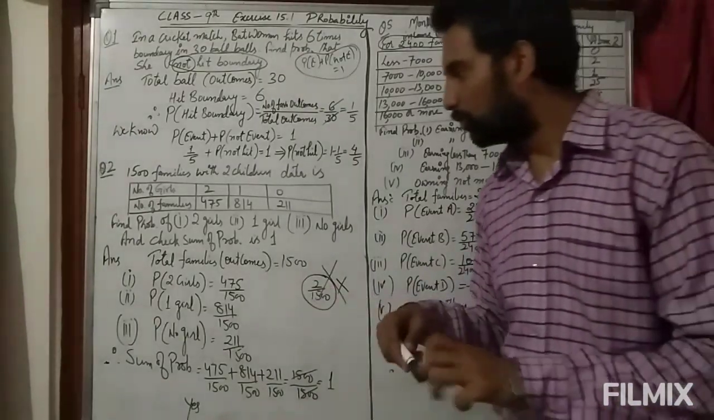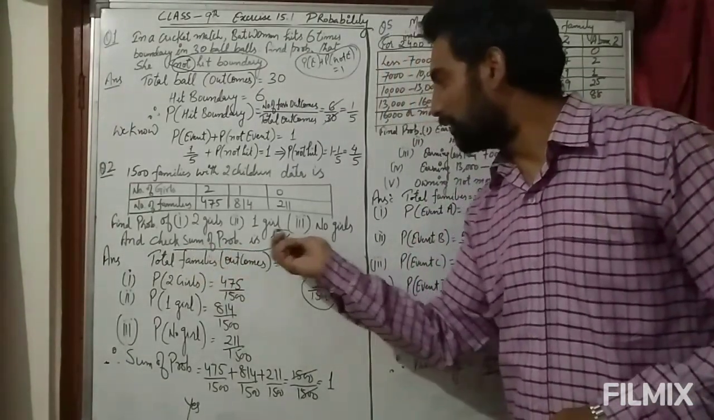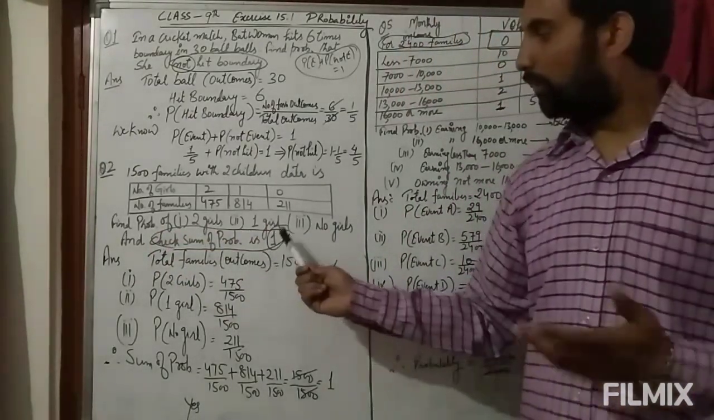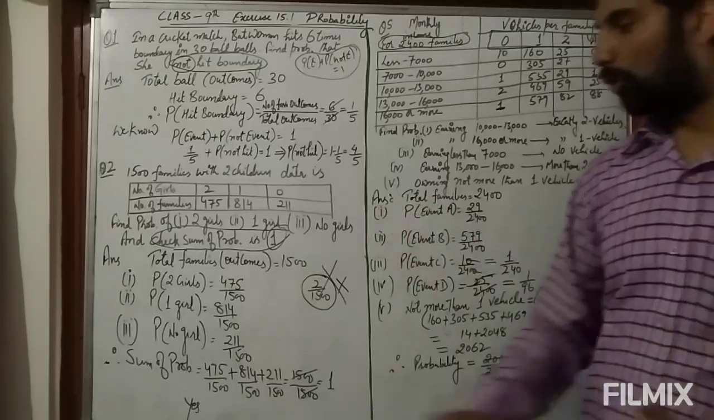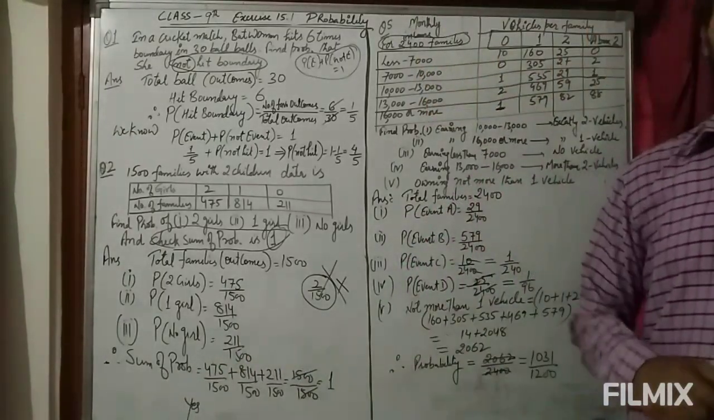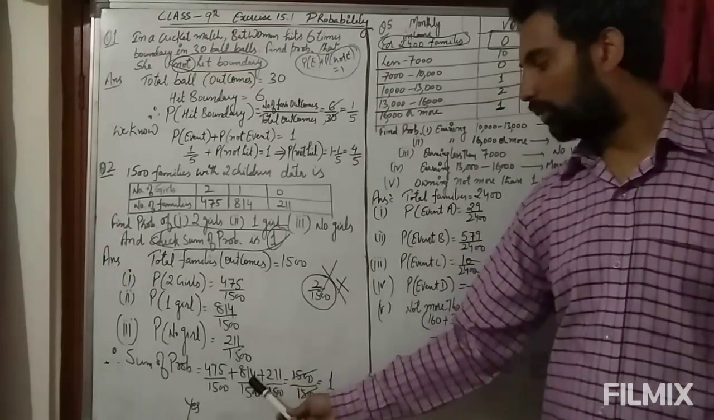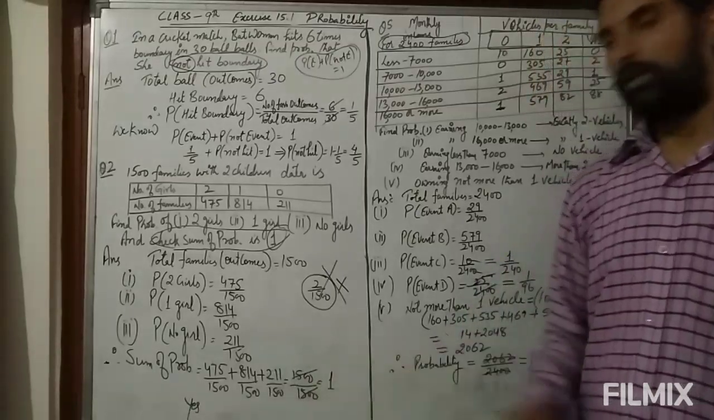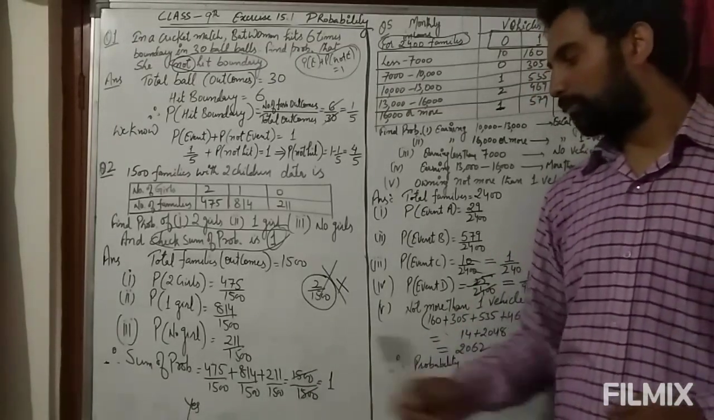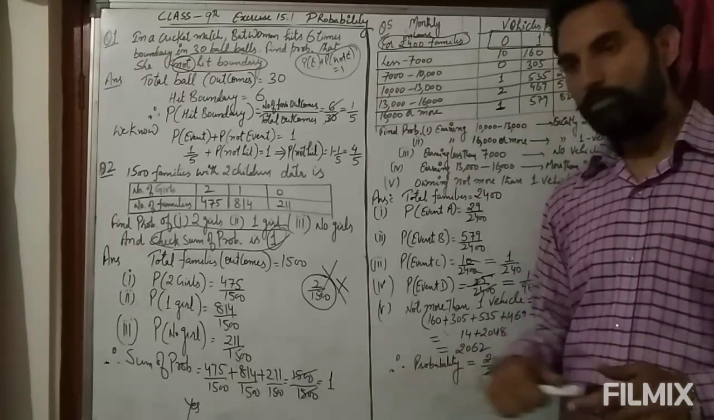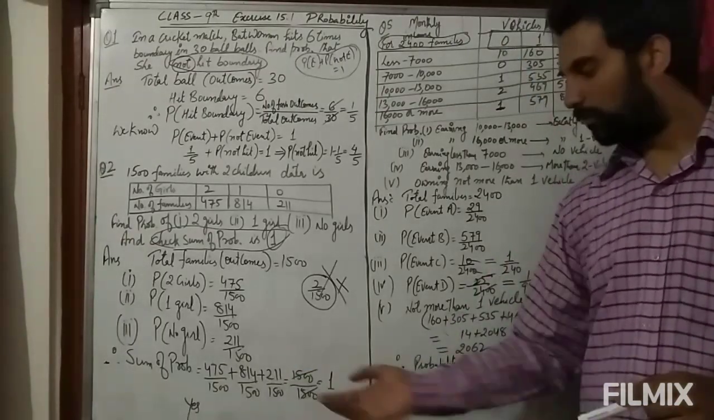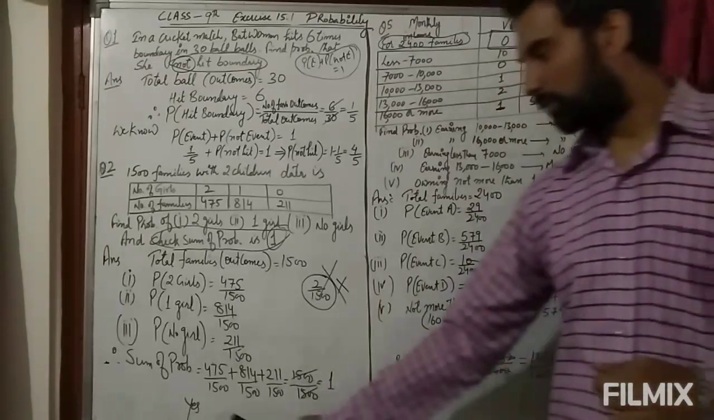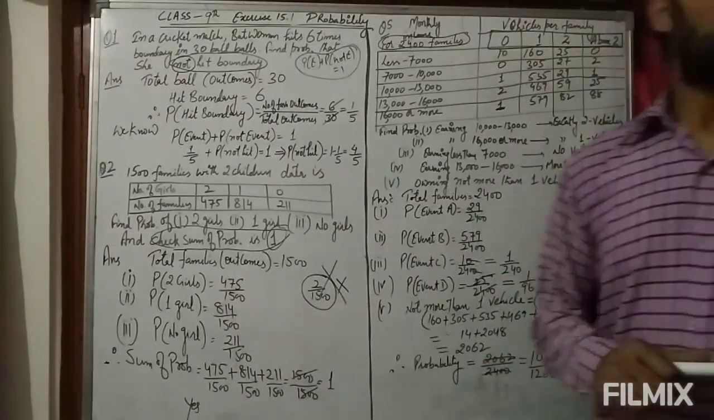In the last part they also ask to find the sum and check that the sum is equal to 1. How do we check the sum of probabilities? Add all the probabilities. When I write them all down, I take the LCM 1500. When I add all the numerators, it becomes 1500, because the denominator is the same. Then it will cancel, so the answer is 1. Yes, the sum of all probabilities equals 1.